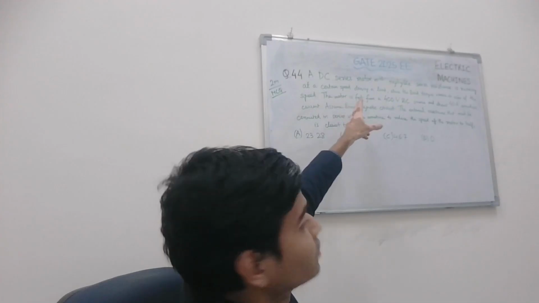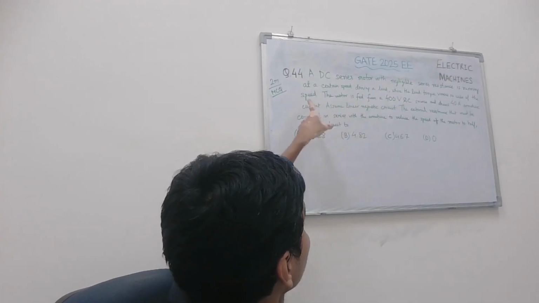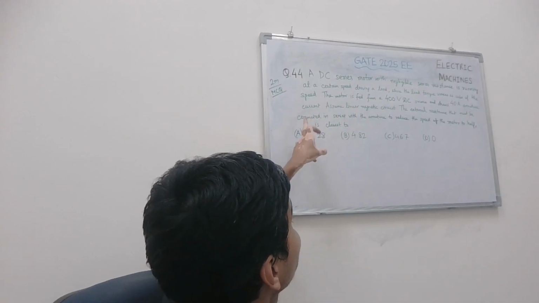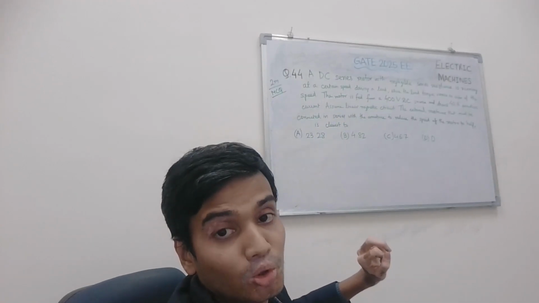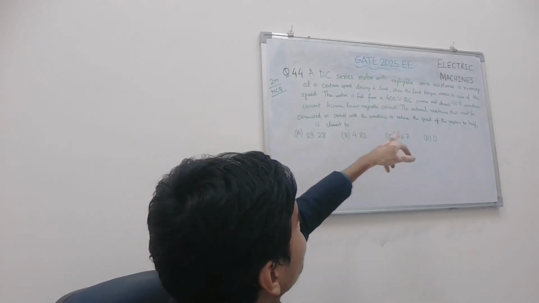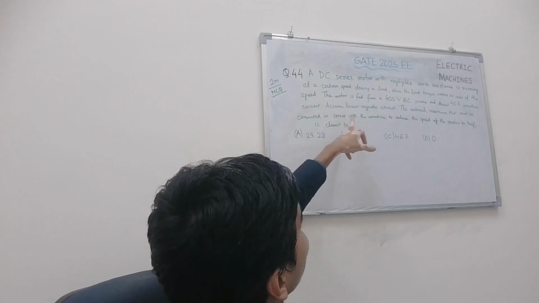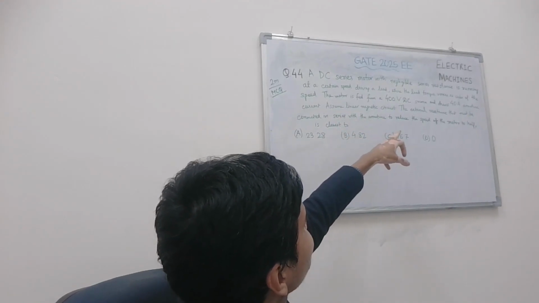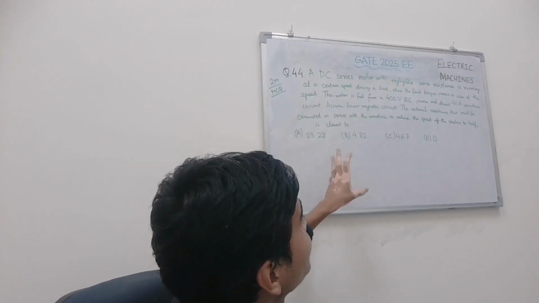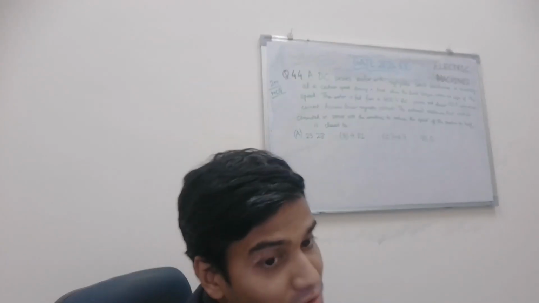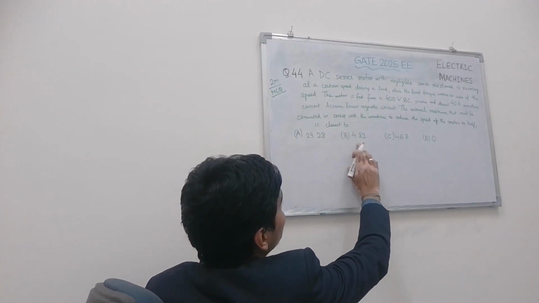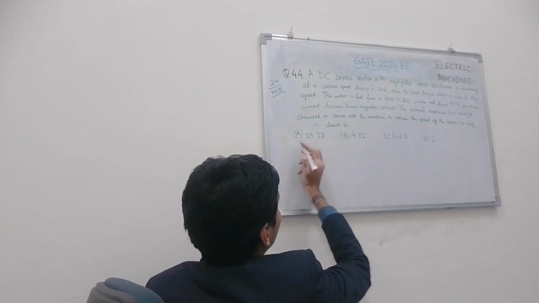A DC series motor with negligible series resistance is running at a certain speed, driving a load where the load torque varies as cube of the speed. The motor is fed from a 400 volt DC source and draws 40 amperes armature current. Assume linear magnetic circuit. The external resistance that must be connected in series with the armature to reduce the speed of the motor to half is closest to. Options are given as A 23.2, B 4.82, C 46.7, D 0.